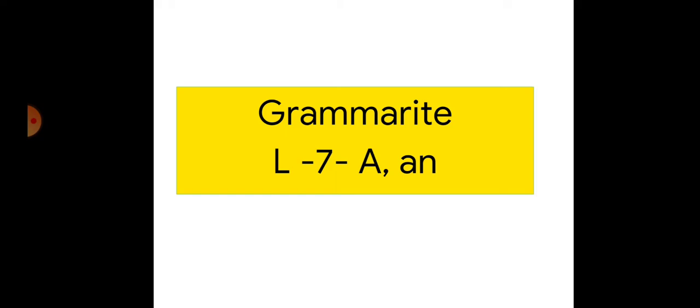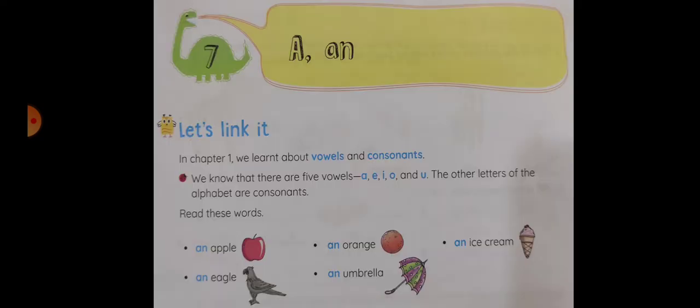Okay, now let's link it. In chapter 1 we learnt about vowels and consonants. Am I right? Yes, we know that there are 5 vowels: A, E, I, O, U. The other letters of the alphabet are consonants. Okay children? Now read these words. An apple, an eagle, an orange, an umbrella, an ice cream.